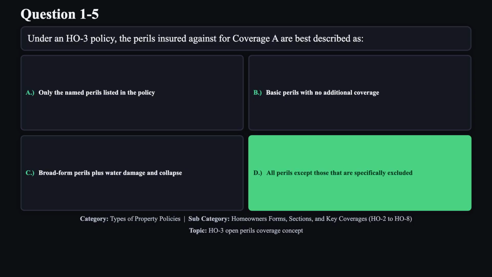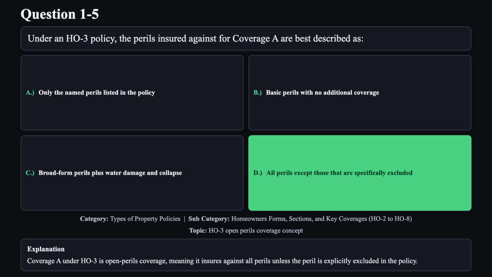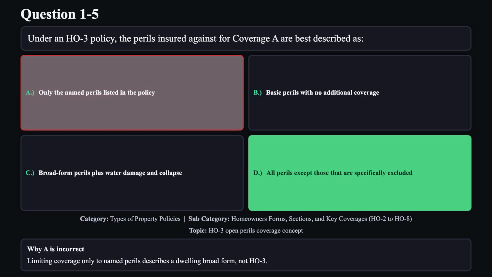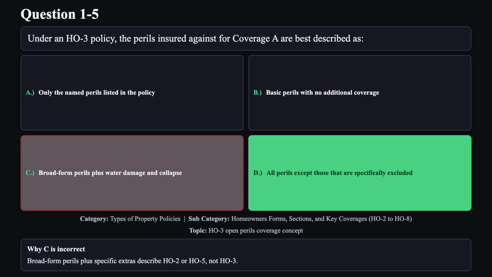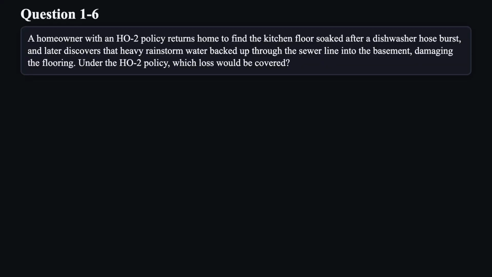The correct answer is D. Coverage A under H03 is open perils coverage, meaning it insures against all perils unless the peril is explicitly excluded in the policy. Reason A is not correct. Limiting coverage only to named perils describes a dwelling broad form, not H03. Reason B is not correct. Basic perils only applies to a basic dwelling form, not the open perils, H03. Reason C is not correct. Broad form perils plus specific extras describe H02 or H05, not H03. Question 6.